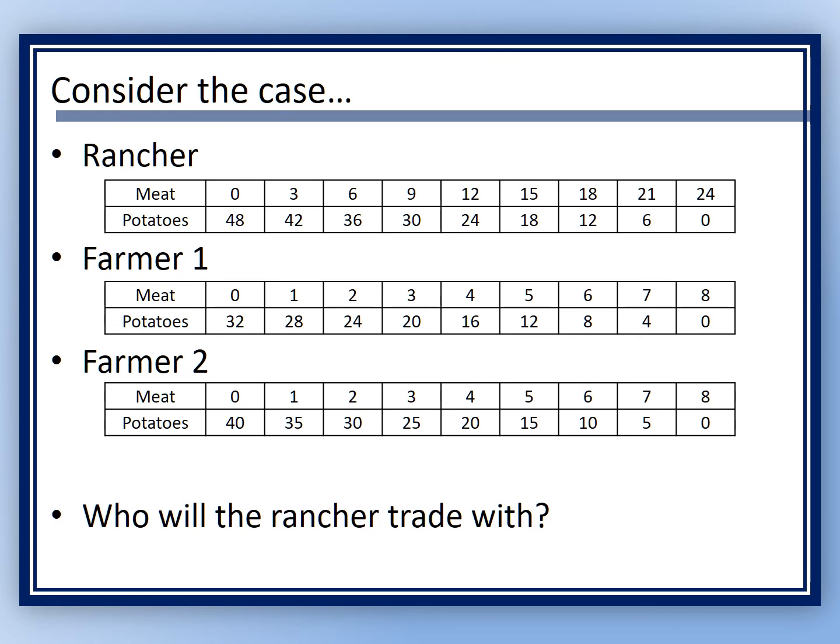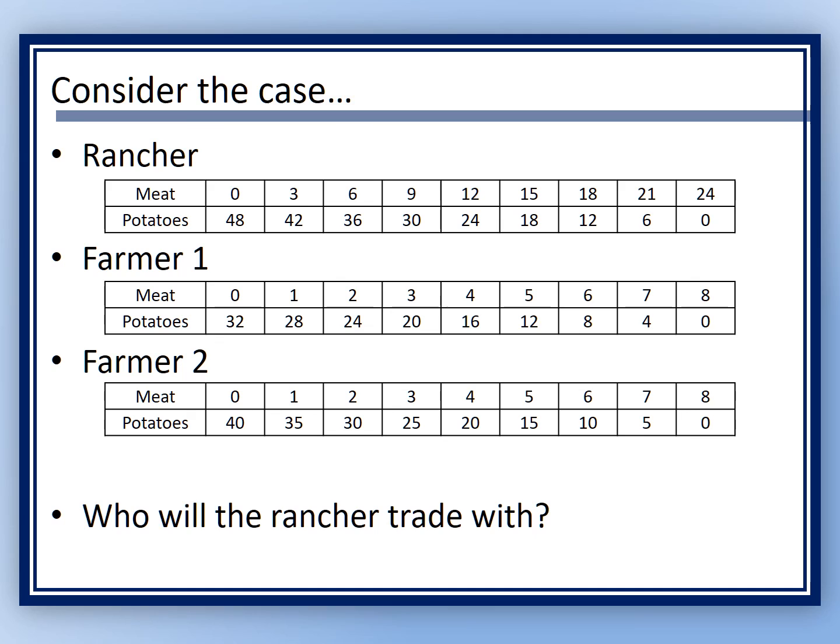Notice that this time around, I have two farms. What I have done is basically mapped out the production possibility frontiers in numbers, right? The rancher can produce at most 48 potatoes and 24 meat. Now, farmer one is the previous farmer. Farmer two is a new farmer. And notice farmer two is equally bad as farmer one in producing meat, but he's faster in producing potatoes, right? He can produce 40 ounces of potatoes instead of 32.